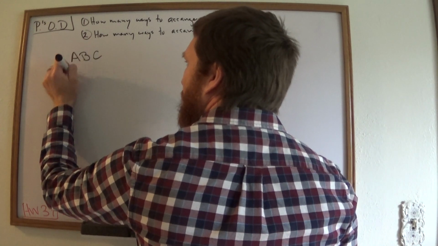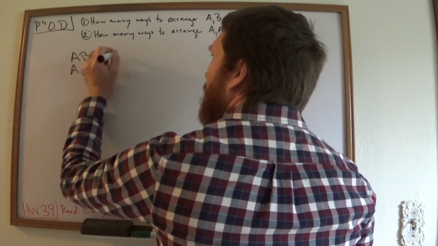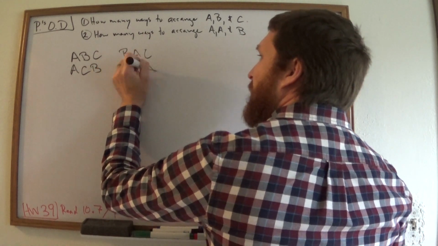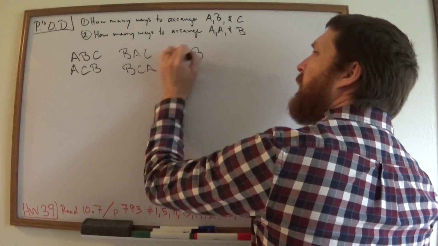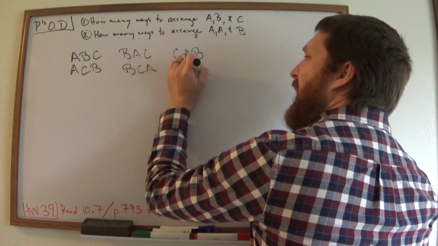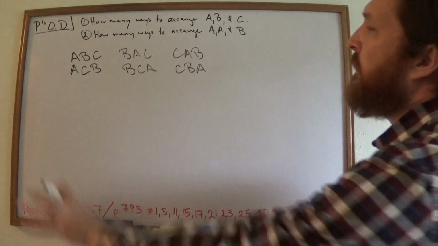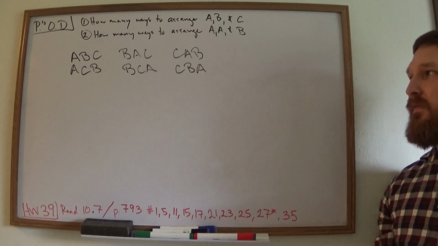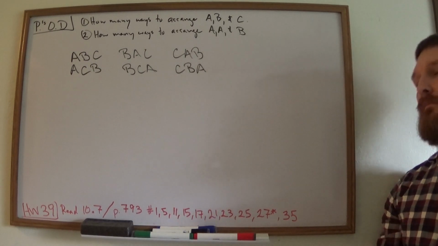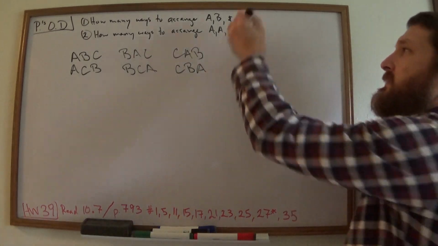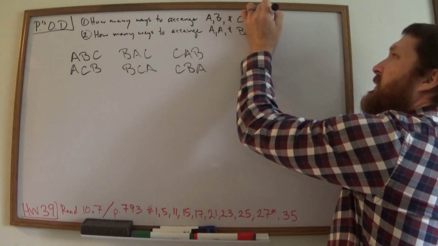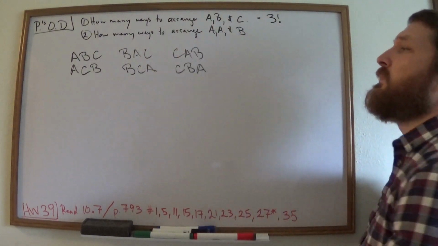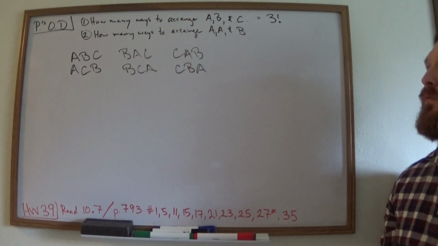You could do A, B, C. You could do A, C, B. You could do B, A, C, or you could do B, C, A. You could do C, A, B, or you could do C, B, A, and that exhausts all the possible arrangements or permutations of these 3 letters. Okay, so that's just review. And yes, the number of ways of doing it is 3 factorial, because there's 3 things. This is what we talked about last time, 3 factorial.